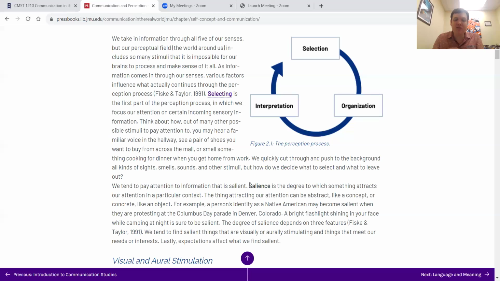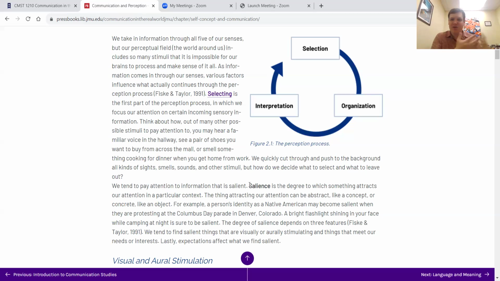One of the parts of that selection process is salience. Salience is the degree to which something attracts our attention in a particular context. For example, I drive a Mitsubishi Mirage. If I see other Mitsubishi Mirages on the road, that's going to attract my attention, right? That's going to be very salient for me because it's something I'm familiar with.